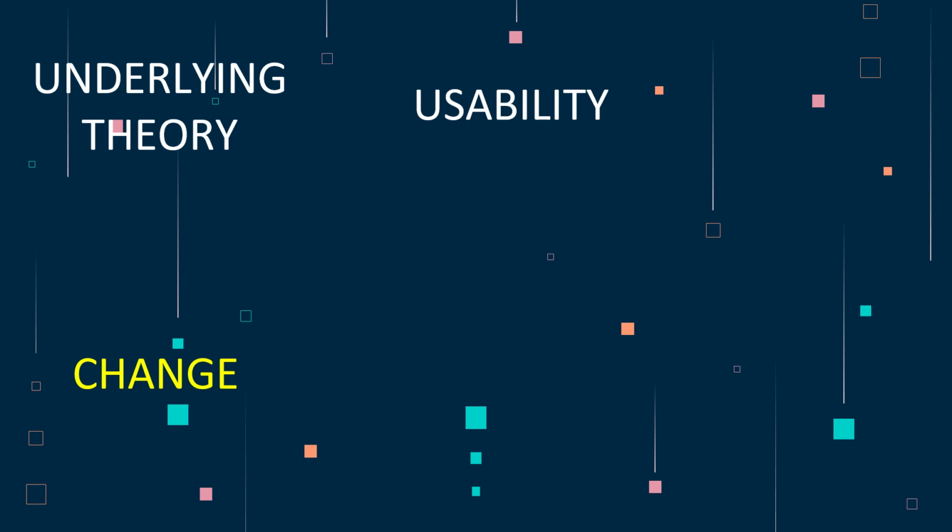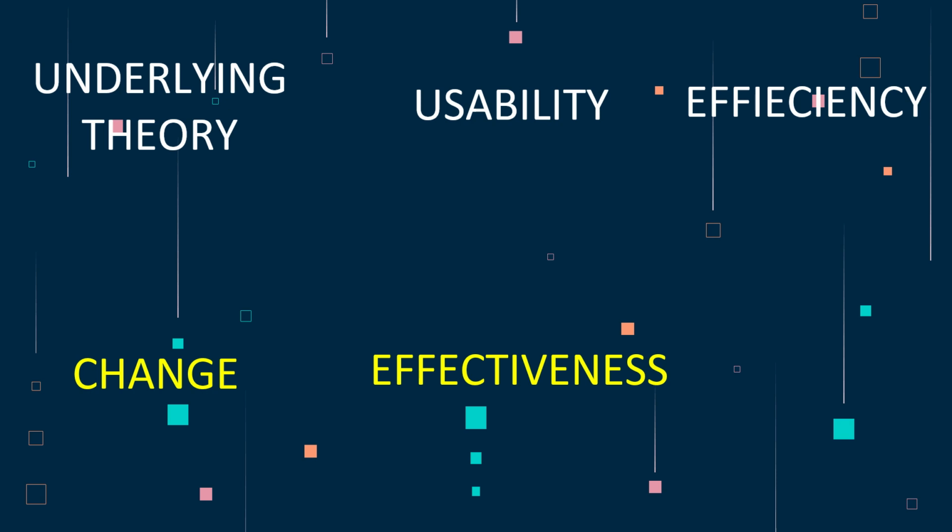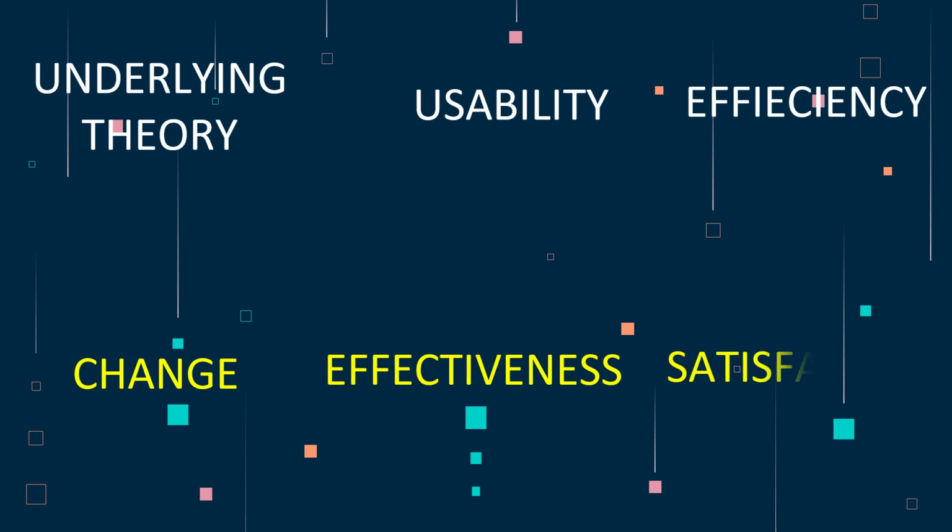Usability. The effectiveness, efficiency, and satisfaction with which specified users achieve specified goals in particular environments. Effectiveness. The accuracy and completeness with which specified users can achieve specified goals in particular environments. Efficiency. The resources expended in relation to the accuracy and completeness of goals achieved. Satisfaction. The comfort and acceptability of the work system to its user and other people affected by its use.